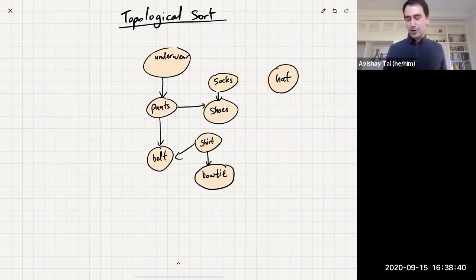You have to put on your socks before you put on your shoes. And some people say that you have to put on your pants before you put on your socks, because otherwise it looks weird. Okay, so let's say that you have this graph of all possible clothing items, and you have a directed edge between two of them if you have to put one before the other.